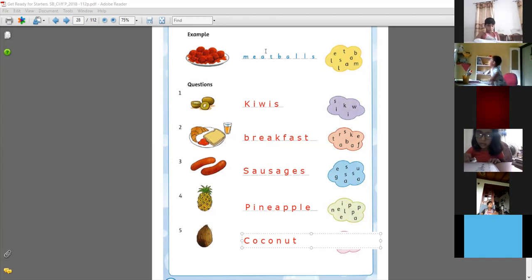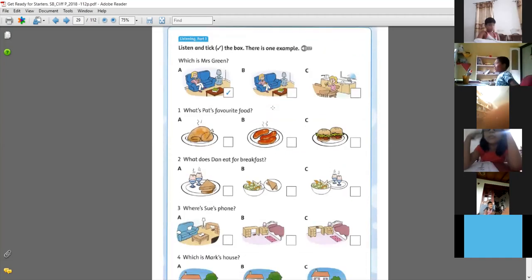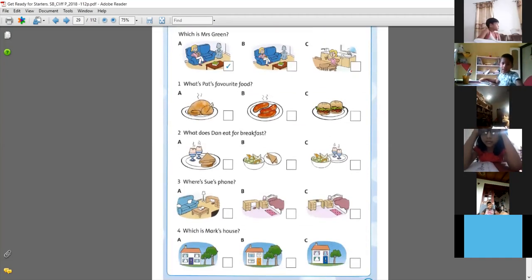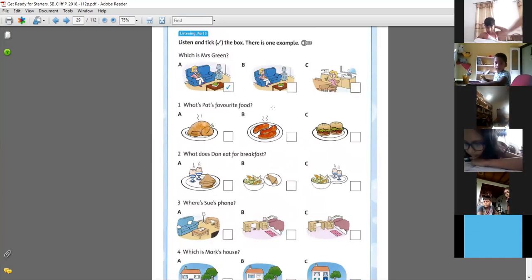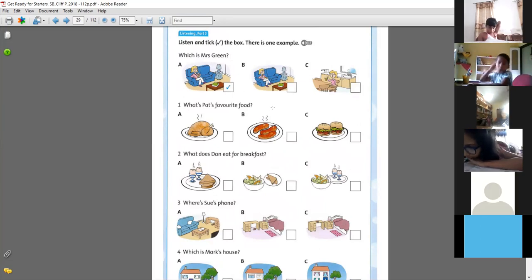All right, I hope you all have finished it. I'm going to erase it. And next one is a listening. You want to listen to it very carefully. Listen and tick the box. There is one example. You want to listen and tick the correct box.